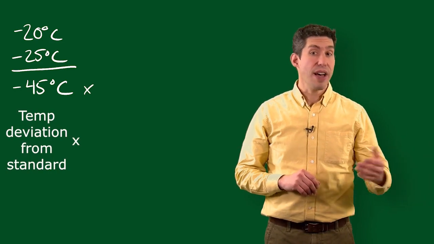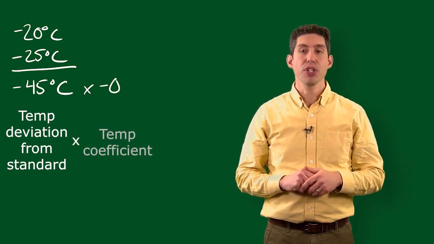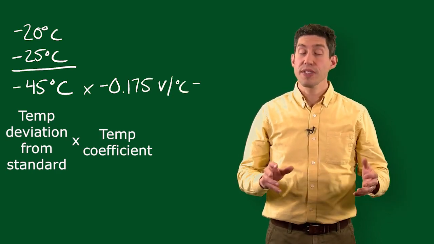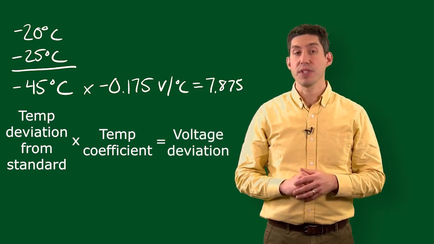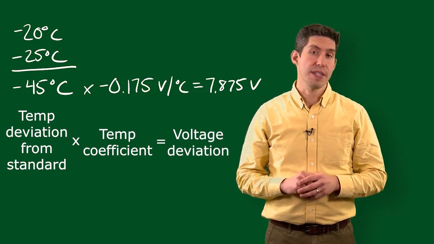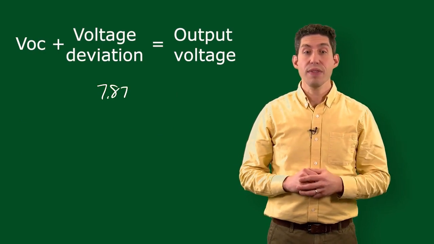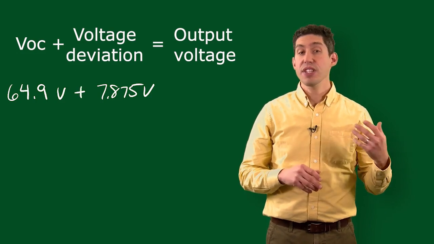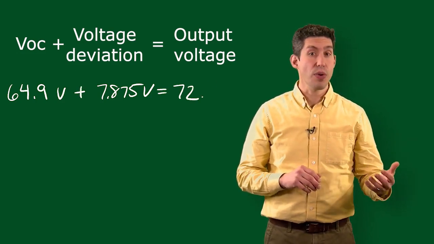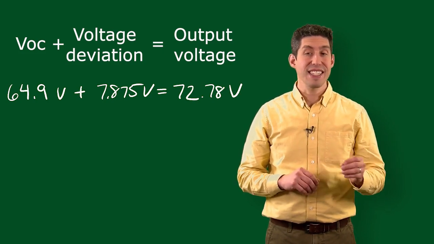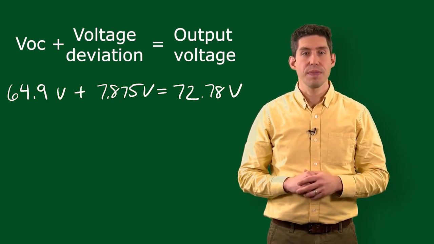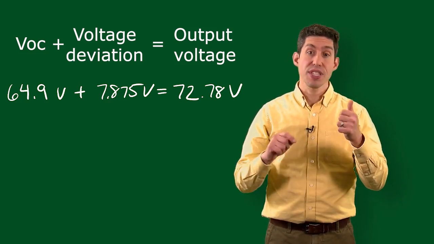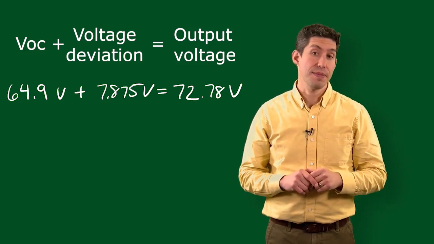We then multiply that value of -45 degrees Celsius by the temperature coefficient of -0.175 volts per degree Celsius, which gives us a product of 7.875 volts, which is the voltage deviation from STC. Summing the 7.875 volt deviation with the 64.9 volts at STC gives us a new voltage of 72.78 volts, which is higher than the STC voltage for VOC conditions. This makes sense because, as we just discussed, voltage will increase when the temperature decreases from STC conditions.